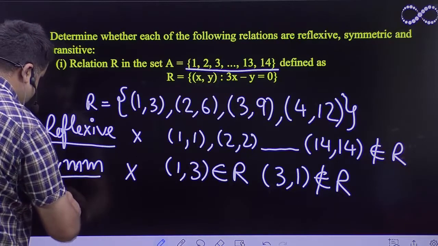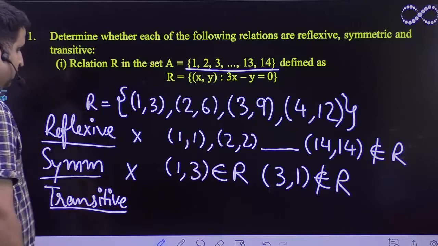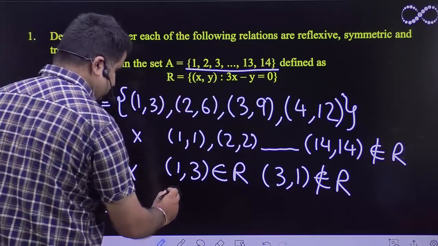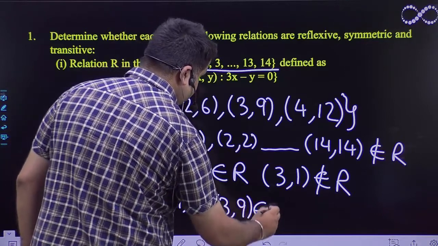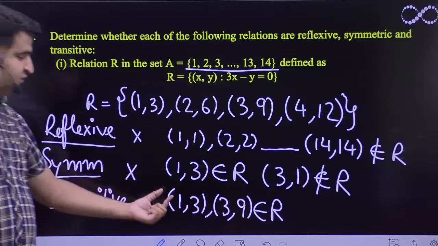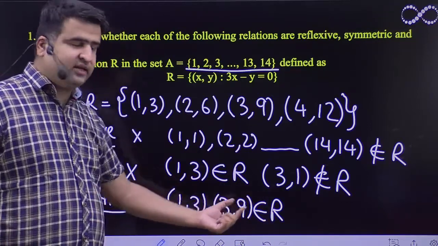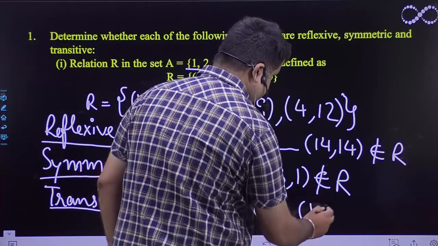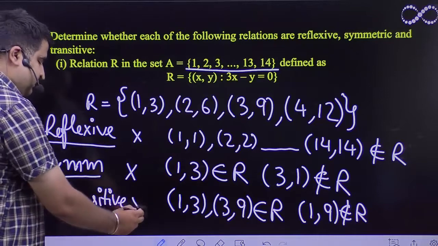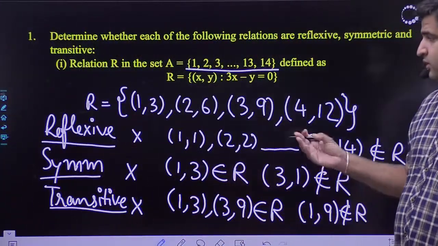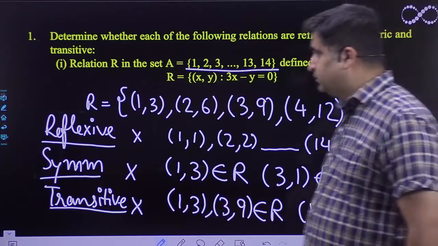Therefore, this relation is not symmetric. Then we have to check for transitive. Now we can see that 1 comma 3 is present in this. Similarly, 3 comma 9 is also present. So for transitive, we have to check if x y is there and y z is there, then x z should also be there. But in this case, 1 3 is there, 3 9 is there, but 1 9 is not there. Therefore, this is not transitive. So this first relation is neither reflexive, nor symmetric, nor transitive. So let's move on to the next question.